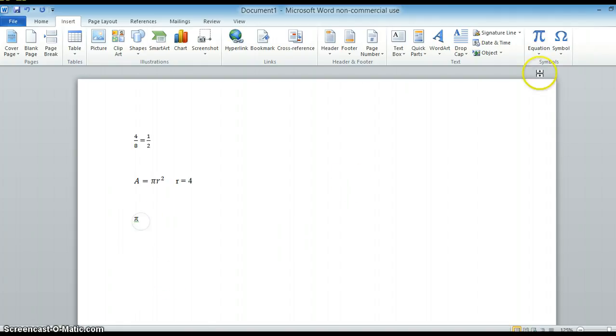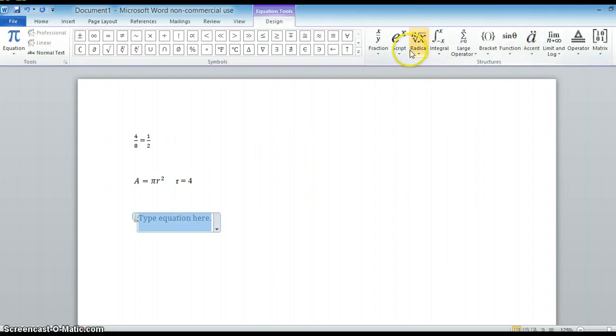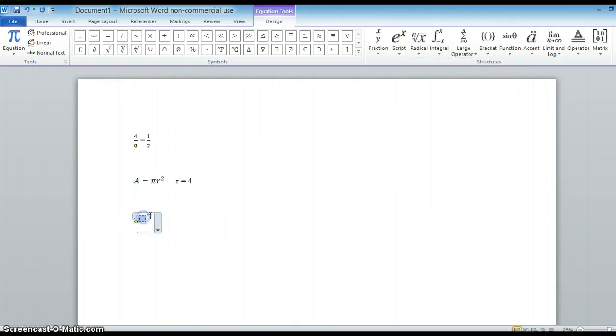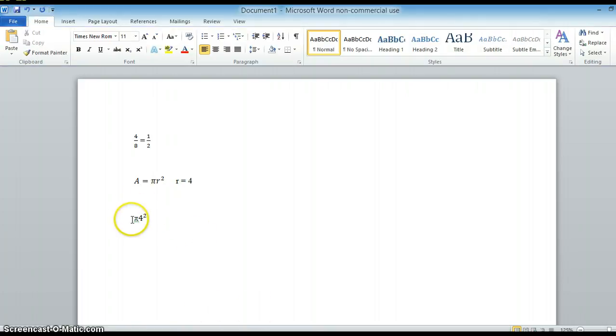Let's go down here and say, well, let's go to equation, and we're actually going to go to this script. Now you see this e to the x. You don't know much about e to the x yet, and I know that's scary, but this is essentially an exponent. So let's start here, and this is going to be the base. We know r is 4, so we put 4 there. And we know that in a circle, we have to square r, so we put 2 there. So this might be an answer to the area of a circle with radius 4.